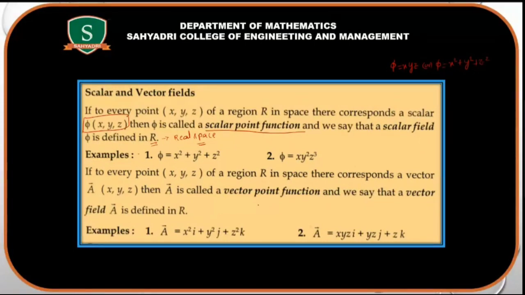Next we'll discuss the vector point function. If to every point x comma y comma z of a region R in a space there corresponds a vector function A of x comma y comma z, like this. Suppose vector A is defined as x square y i plus 2xyz j plus x cube z k. Such kinds of functions with unit vectors as terms are called vector point functions.